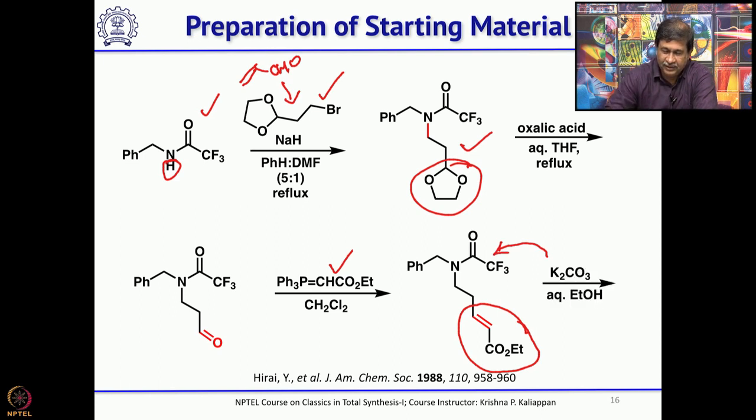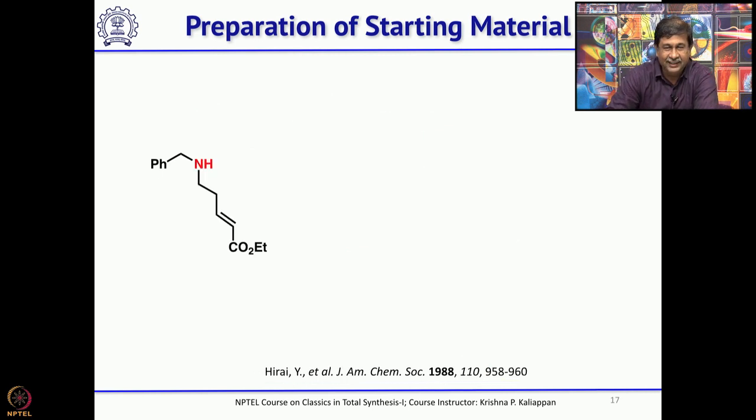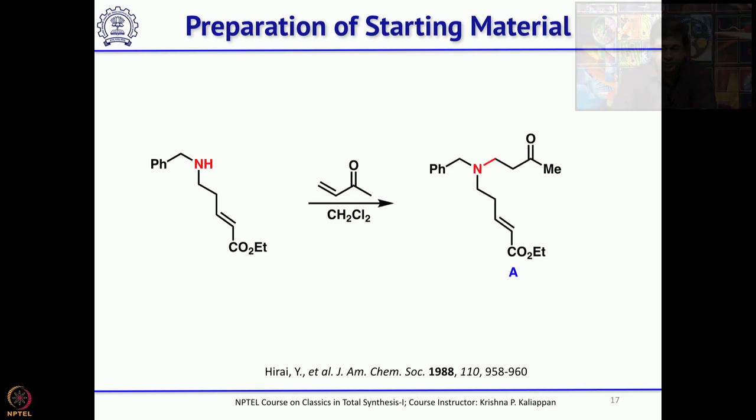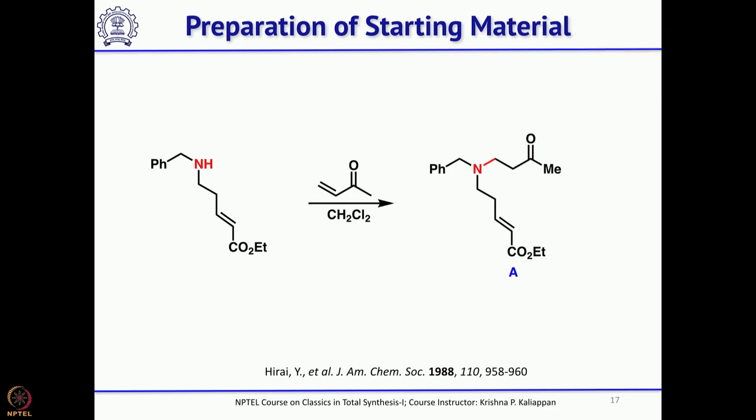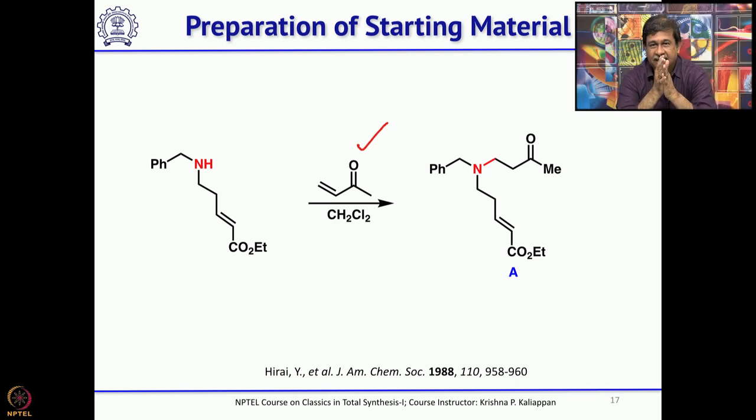So for that you hydrolyze the trifluoroacetyl group with potassium carbonate in ethanol, and you get the secondary amine. Now you do another Michael addition, this Michael addition with methyl vinyl ketone, and you get the corresponding methyl ketone. So now the stage is set for the key intramolecular asymmetric Michael reaction.